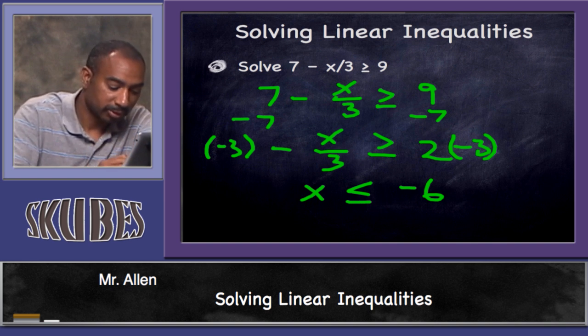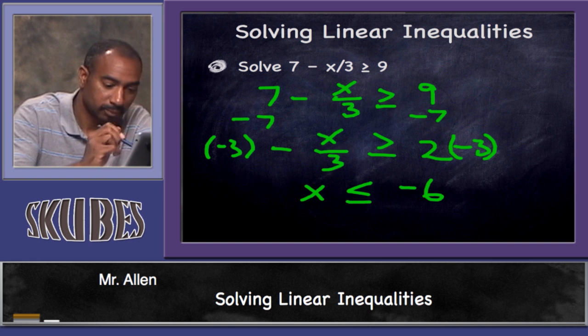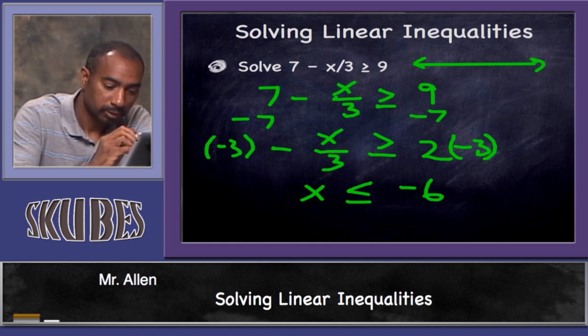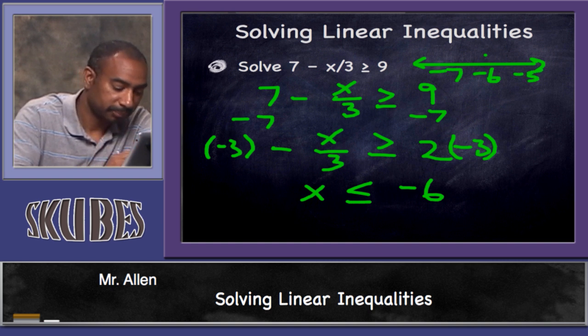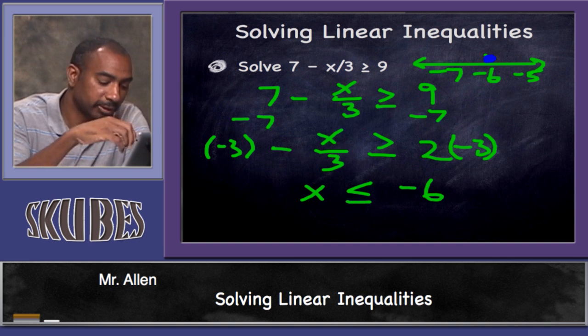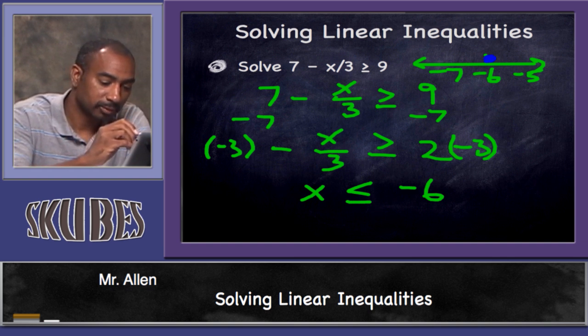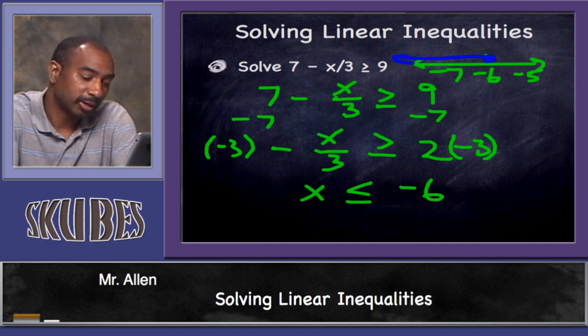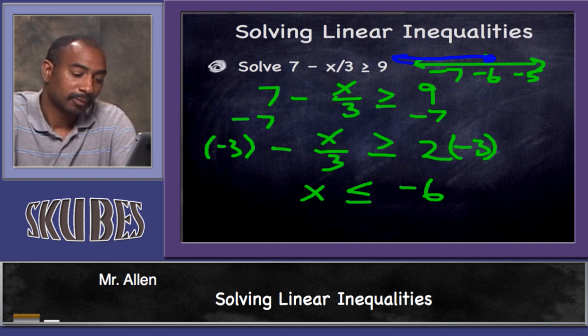All right, and if you were to do the graph on that, you're going to have negative 6. You're going to have negative 5, negative 7 here. And you're going to use a closed circle. You want all numbers that are less than or equal to negative 6. So that's going to go to the left on the number line. So you're going further down the negatives. Negative 7, negative 8. So that's how that is.